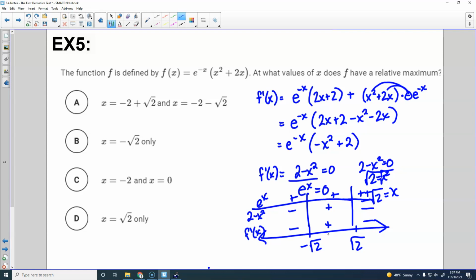And so we're looking for at what value of x we have a relative maximum. So which one would be the maximum here? The positive square root of 2, because our derivative goes from positive right here to negative right here. So positive square root of 2 only would be our answer for that.